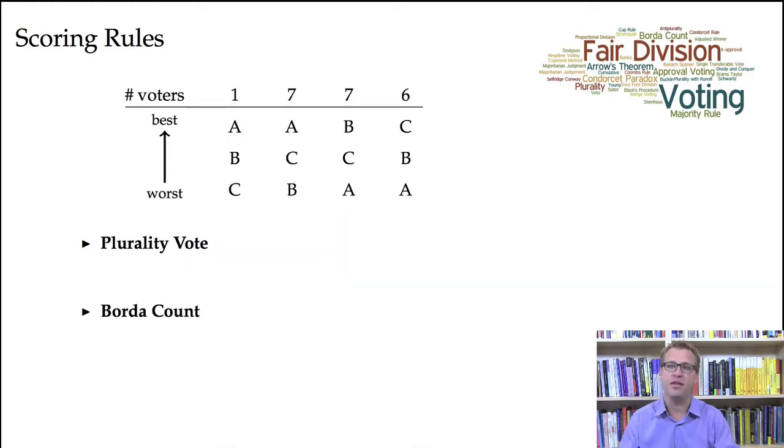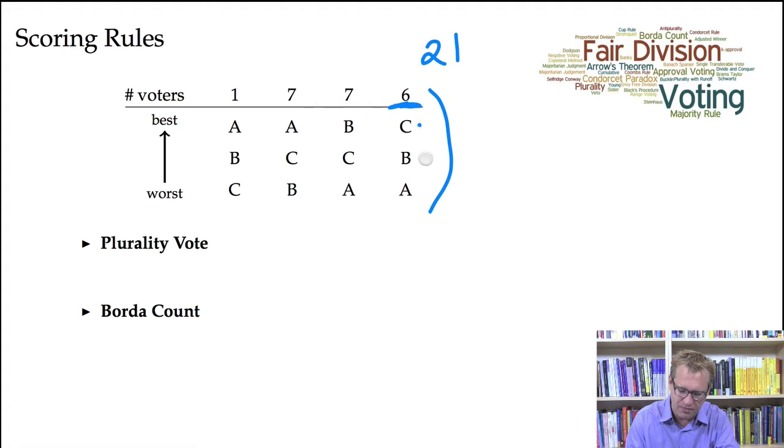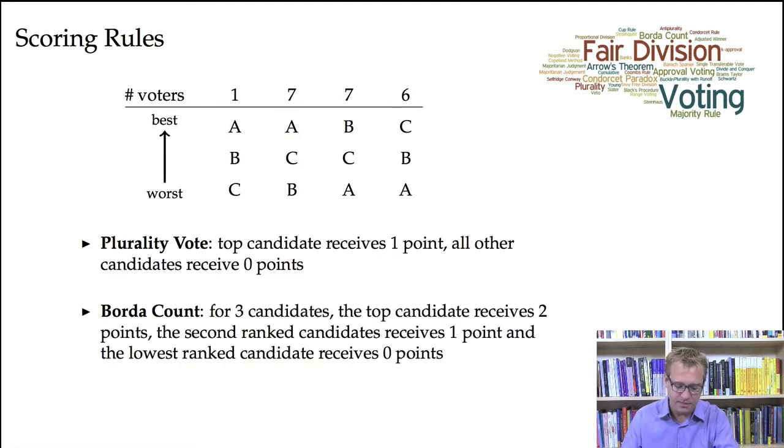So let's illustrate these methods with an example. Here's our data. We have a society of 21 voters altogether. As a reminder, this means that there are 6 voters that rank candidate C above B above A. So these 21 voters, these are the rankings that they submit. Let's calculate the winner according to these two different methods. For plurality vote, the top candidate gets 1 point and all of the other candidates get 0 points. Whereas for Borda count, since there are 3 candidates, the top candidate is going to get 2 points. The last candidate gets 0 points, but the second place candidate gets 1 point.